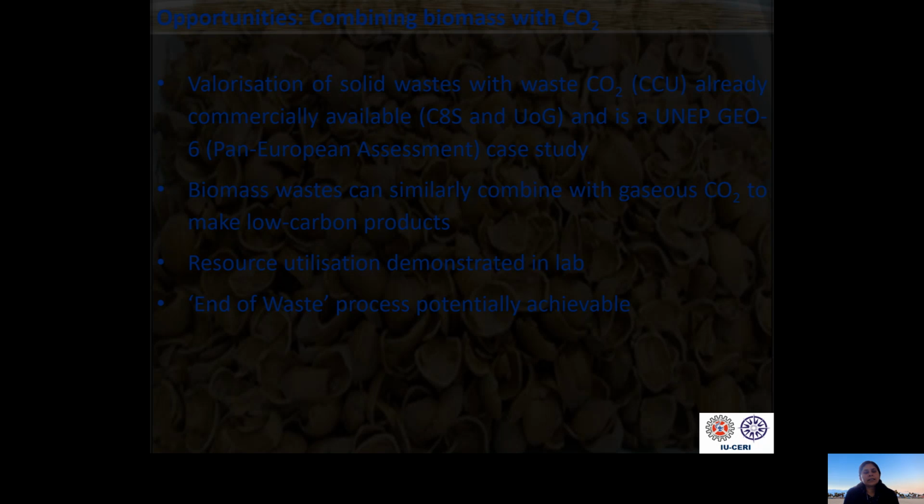What are the opportunities when we combine biomass with carbon dioxide? Valorization of solid waste with waste carbon dioxide using the CCU approach. This is not new. The technology is already commercially available via University of Greenwich and its spin-out company Carbonate Systems, and this is a UNEP GEO6 case study. But we gave a new approach to biomass waste, where biomass waste can combine with gaseous carbon dioxide to make low carbon products. Resource utilization was demonstrated in lab, and an end of waste process is potentially achievable using biomass waste, similar to other industrial wastes.